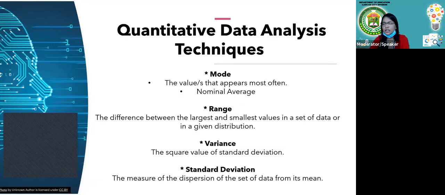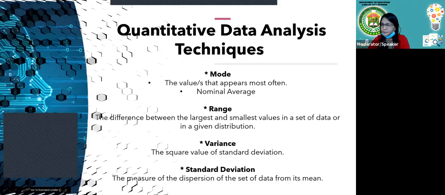Next is the range. The range is the difference between the largest and the smallest values in a set of data or in a given distribution. And the variance is the square value of the standard deviation. So when you get a standard deviation, you just square it, and that is the variance. The standard deviation is the measure of the dispersion of the set of data from its mean.